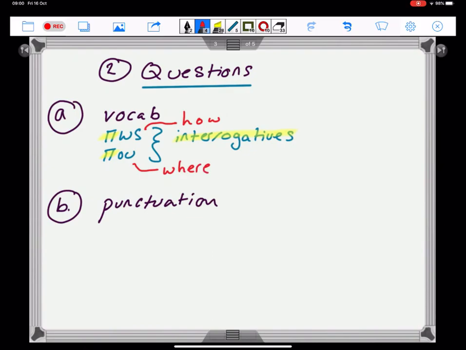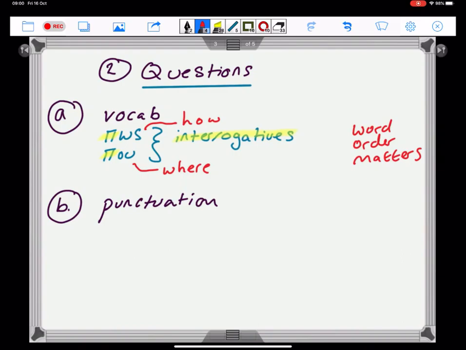Not all questions have an interrogative in them. You could say, are you going to the cinema tonight? As opposed to, you are going to the cinema tonight, where in English, all we've done is mess around with word order. Now, word order will be important for Greek as well. So keep an eye on word order and see if you can get any feel for how it changes with the questions.